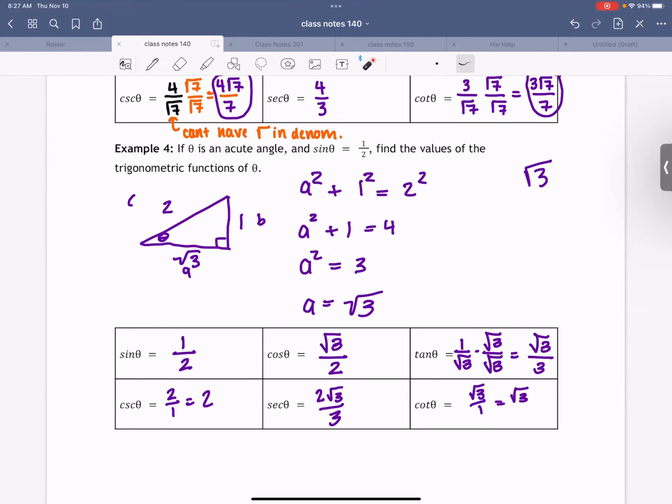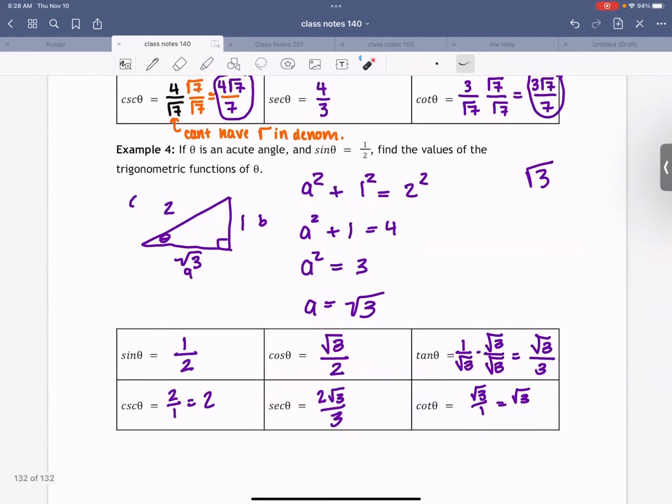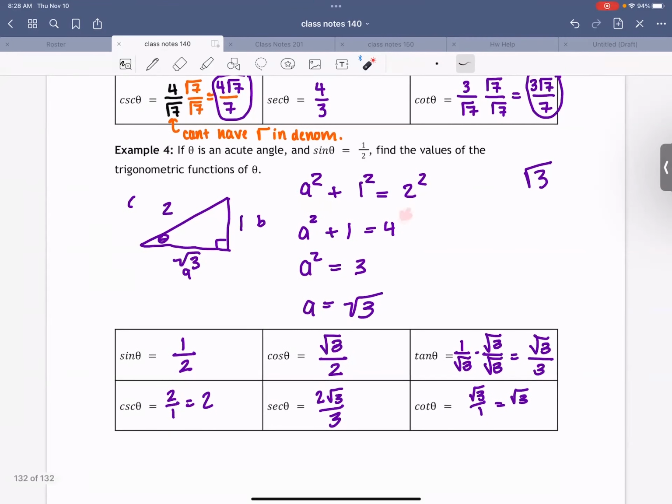So I think the hypotenuse C, there's something, a squared plus 1 squared equals 2 squared, which equals a squared plus 1 equals 4. A squared equals 3. Perfect. So you got the other side, which was the square root of 3, which is great.